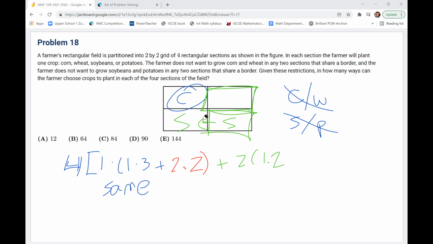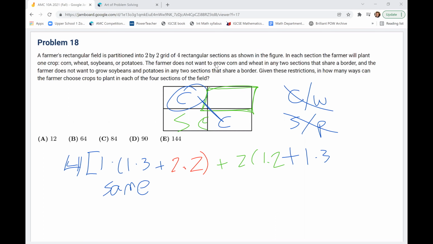What if instead we put corn there, which would be allowed? So in other words, we put the same crop here as here, right? Those are the same. Well, that's one case, because it's the same as whatever was here. How many possibilities can be here? Well, this can be corn, soybeans, or potatoes. It just can't be wheat. So that's three possibilities, right?